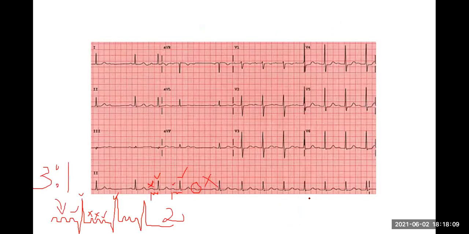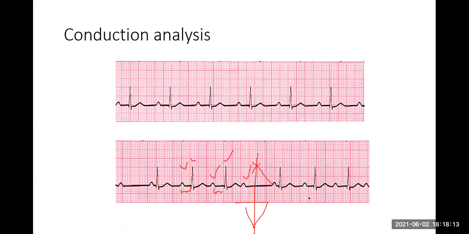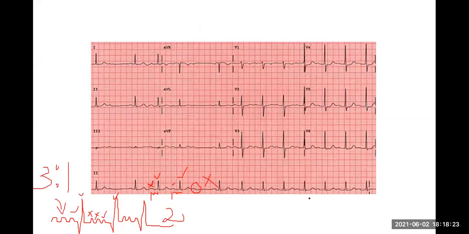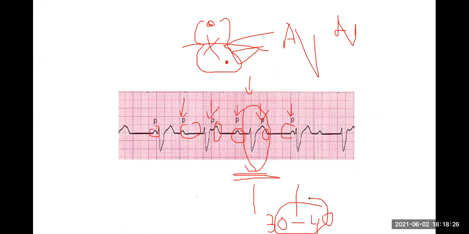So those are the types of AV blocks. To revise: first degree, all P waves are conducted. Second degree, some P waves are conducted, some are not. Third degree is that none of the P waves are conducted and the ventricle starts generating its own impulse.